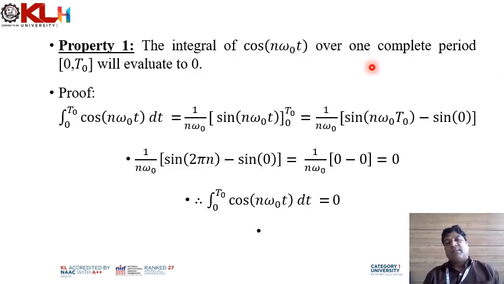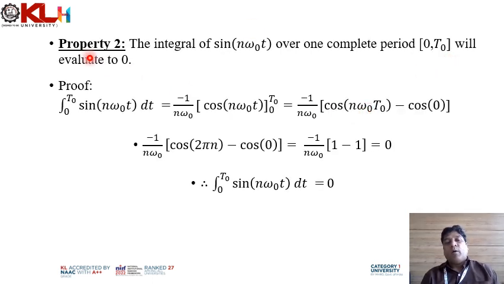Now we are going to discuss certain properties of the sine and cosine functions. The integral of the cos signal, cos n omega naught t, over one complete time period, which is 0 to T naught, will be 0. So the integral 0 to T naught, where T naught is the time period, of cos n omega naught t dt will be equal to 0. If we integrate the cosine function over a complete time period, that integral will evaluate to 0.